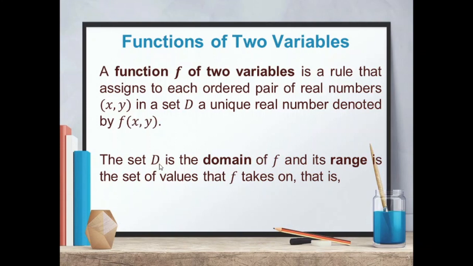The set D is the domain of f and its range is the set of values f takes on, that is, the set of all f(x, y) such that the ordered pair (x, y) is in D. The set D of ordered pairs (x, y) on which f is defined is called the domain of f, and the set of all values of f assigned to ordered pairs (x, y) in D is called the range of f.